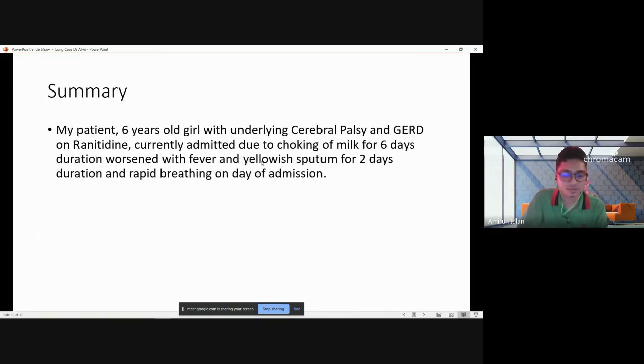So in summary, my patient, a 6-year-old girl with underlying cerebral palsy and also GERD on ranitidine, is currently admitted due to choking of milk for 6 days duration, worsened with fever and yellowish sputum for 2 days duration, and preceded by rapid breathing on the day of admission.